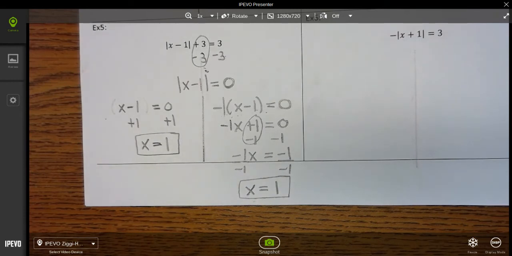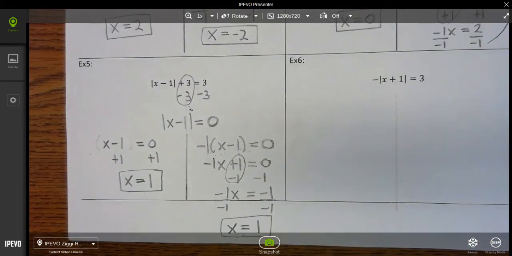So in this case, the solutions are both 1, so we could say it has one solution, x equals 1. It's great that example 5 is in there because example 1 had 2 solutions, example 2 had 2 solutions, example 3 had 2 solutions, example 4 had 2 solutions, and example 5 had 1 solution. All right, so pause the video again, and let's look at example 6.